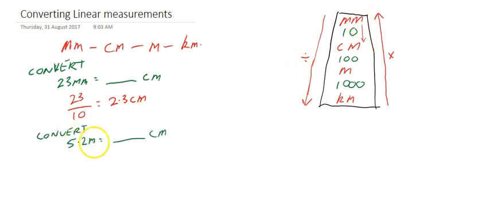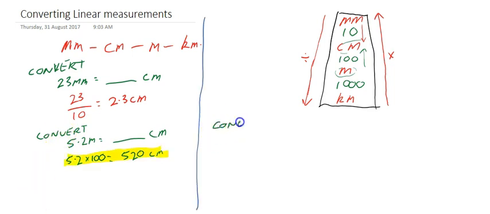Now this time I'm converting 5.2 meters to centimeters. So if I'm converting meters to centimeters, I'm moving in this direction, which means it's going to be multiply, and I'm moving past 100. So I have to multiply by 100. 5.2 times 100 equals 520 centimeters. Again, make sure you're using your calculator.